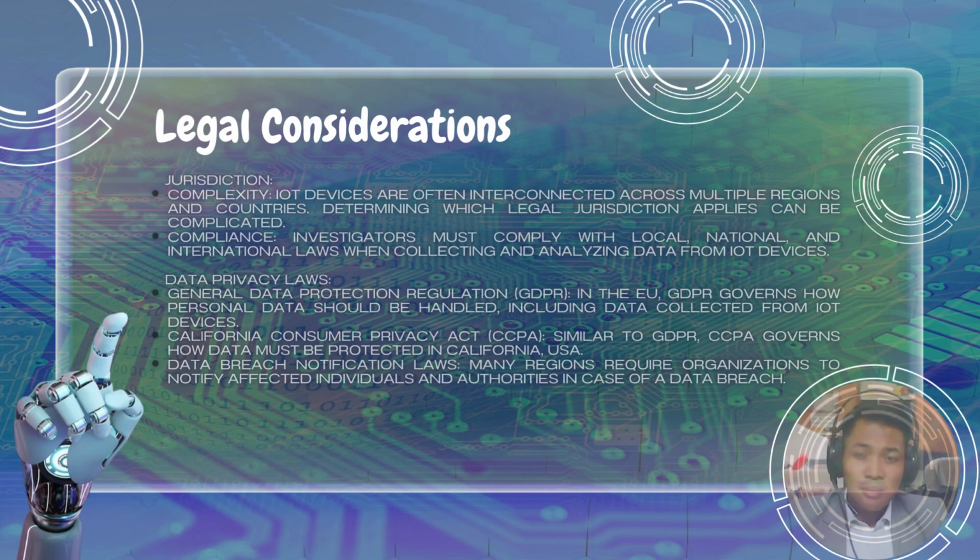We talk about the data privacy law, General Data Protection Regulation, which is GDPR. In the EU, GDPR governs how personal data should be handled, including data collected from IoT devices. Now, we talk about the California Consumer Privacy Act. Similar to GDPR, CCPA governs how data must be protected in California, USA. Lastly, data breach notification law. Many regions require organizations to notify affected individuals and authorities of a data breach.